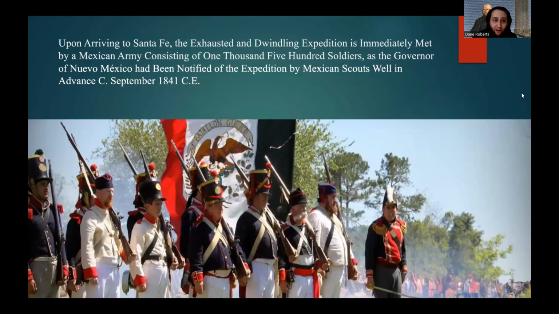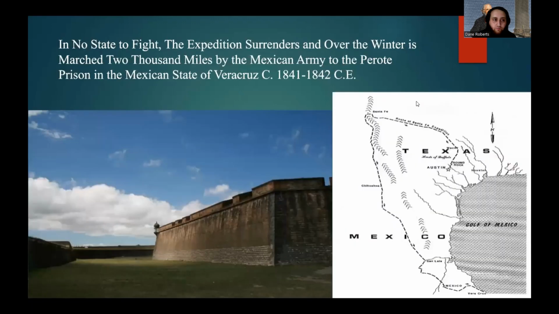Upon arriving to Santa Fe, the exhausted and dwindling expedition was immediately met by a Mexican army consisting of 1,500 soldiers, as the governor of Nuevo Mexico had been notified of the expedition by Mexican scouts well in advance, with this expedition arriving to Santa Fe in September of 1841 CE.